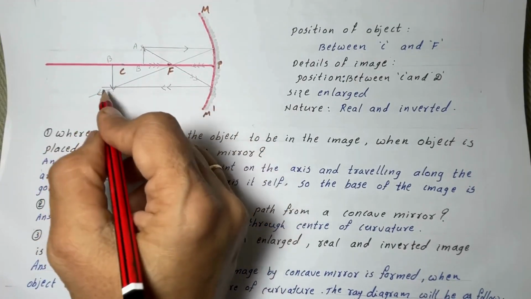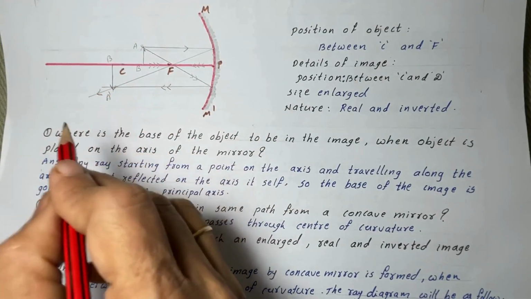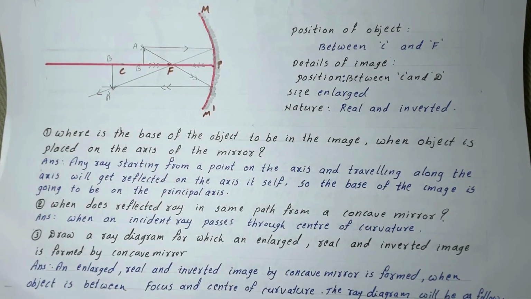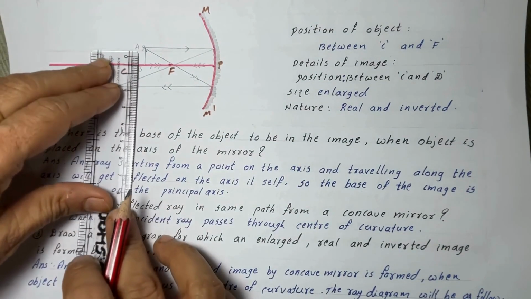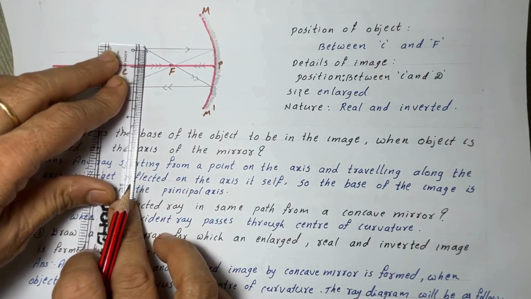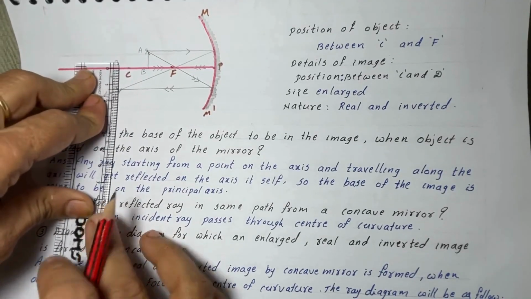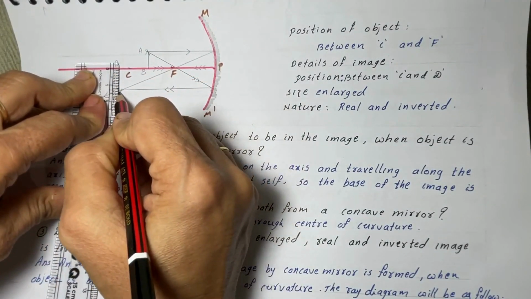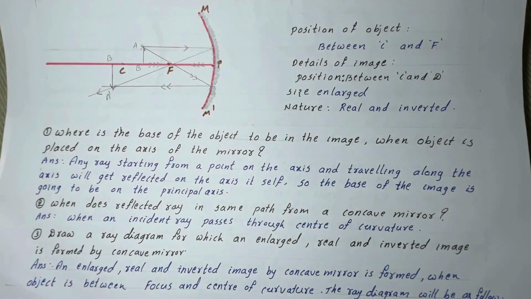So this real image can be caught on the screen. When we see the size of the image, the object size is 1 centimeter, but the image size is 1.5 centimeter. That is, the image is larger than the object. That is, we obtain one large size image here.